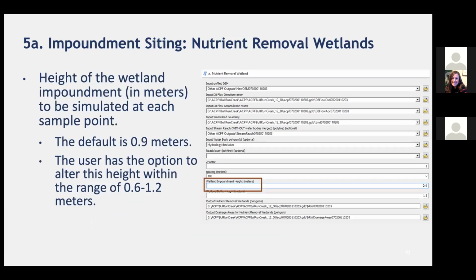The second user-defined criteria is the height of the wetland impoundment in meters that will be simulated at each one of those sample points. Again, the default is 0.9 meters, but the user can change that height between 0.6 and 1.2 meters.